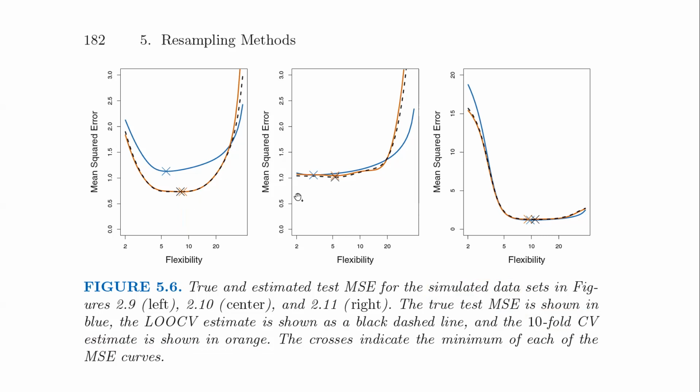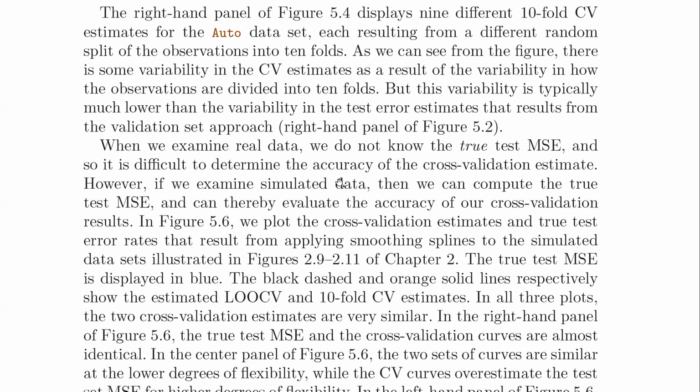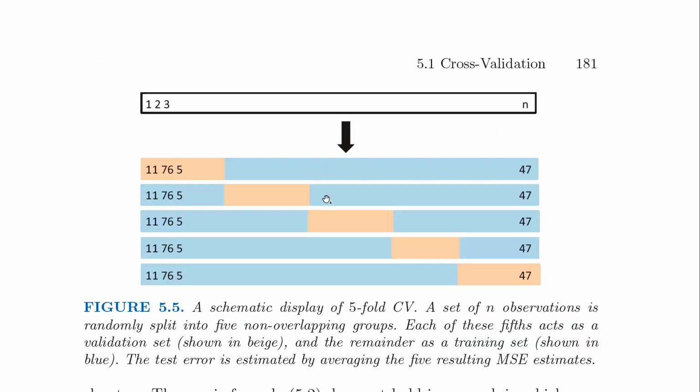Using leave-one-out is computationally prohibitive, is the word the book uses. Happily, tenfold CV, at least in these three cases, seems to mirror it reasonably well. And obviously it's a lot faster to implement, and it doesn't take that much computational processing speed. The right-hand panel of figure 5.4 displays this.